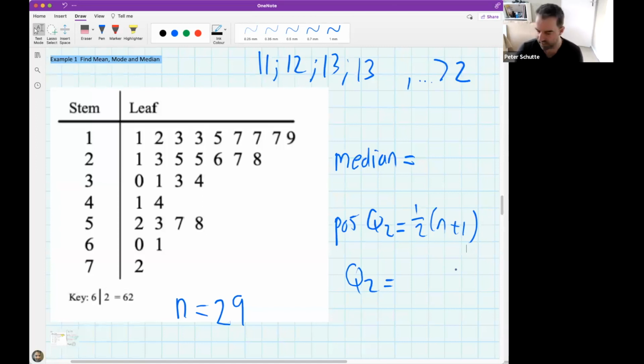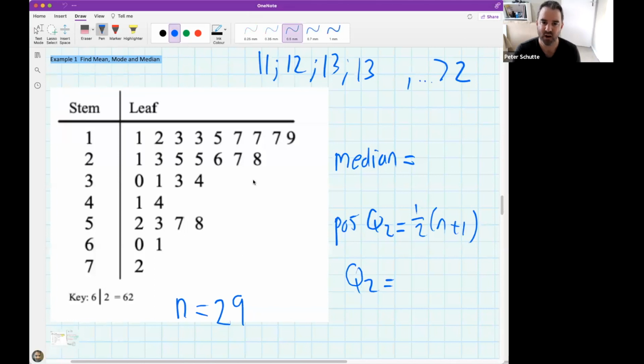How did I determine the n? Michelle, what I did was each one of these things is a data item. And so I counted 1, 2, 3, 4, 5, 6, 7, 8, 9 in that row, 1, 2, 3, 4, 5, 6, 7 in this one, 4 in this one. I just counted up how many of these items there were.